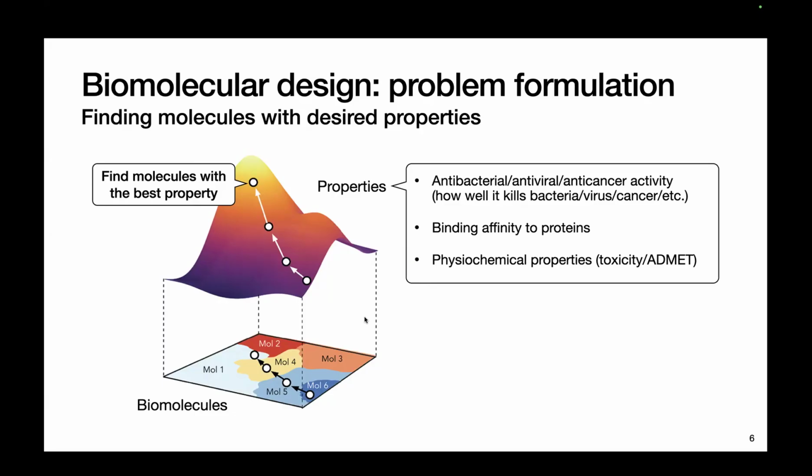For example, in drug discovery, in the case of small molecules, we might want to design a molecule that can kill the bacteria, the virus, or cancer cells. So then you care about whether this molecule can be antibacterial, antiviral, anti-cancer. And at the same time, you care about their toxicity or their ADMET profiles, whether they can go into the body and behave well in vivo.